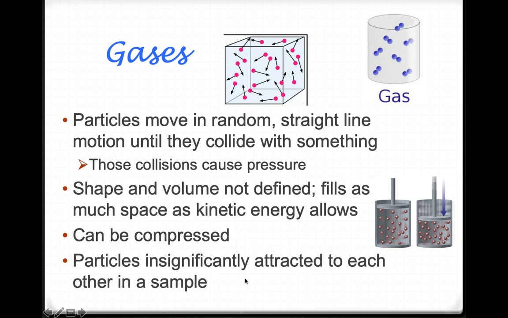And then the other thing is that in general, we kind of ignore the attractions from one gas particle to another gas particle. Because they're moving so fast compared to other particles, we really say they're not attracted to each other. Now, that is a little bit of an ideal situation, and we'll talk more about gases next week. But in general, this is how the kinetic molecular theory describes gases.